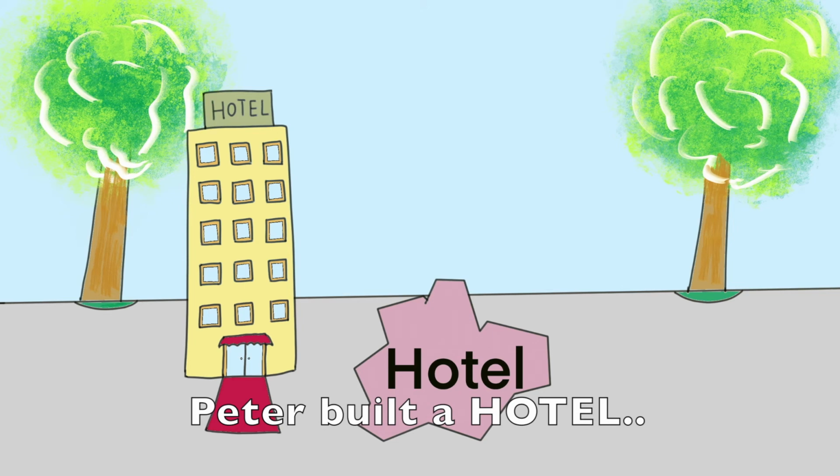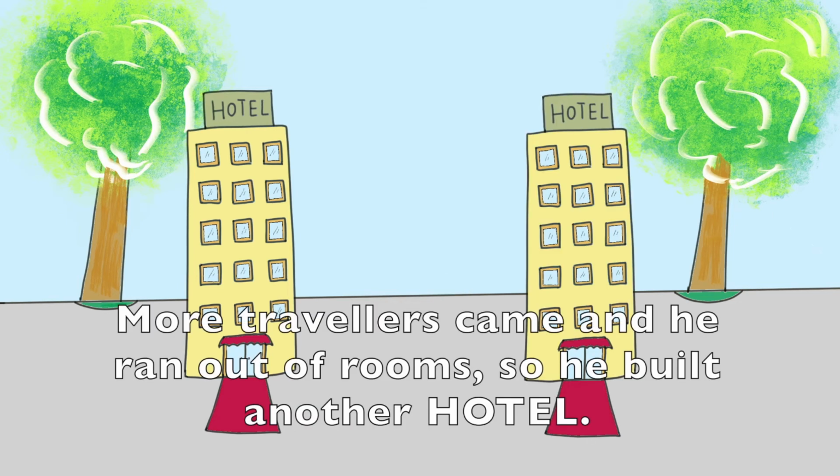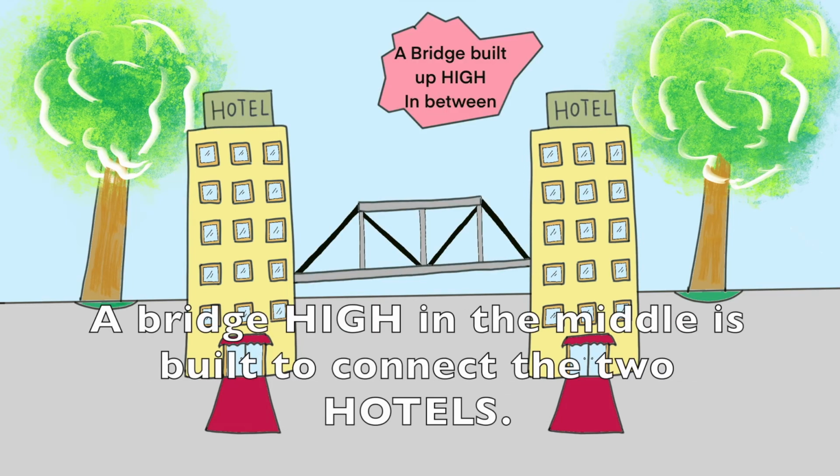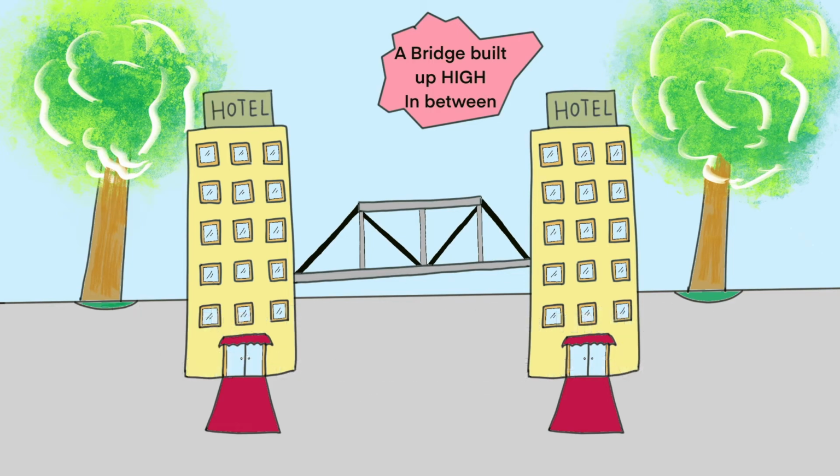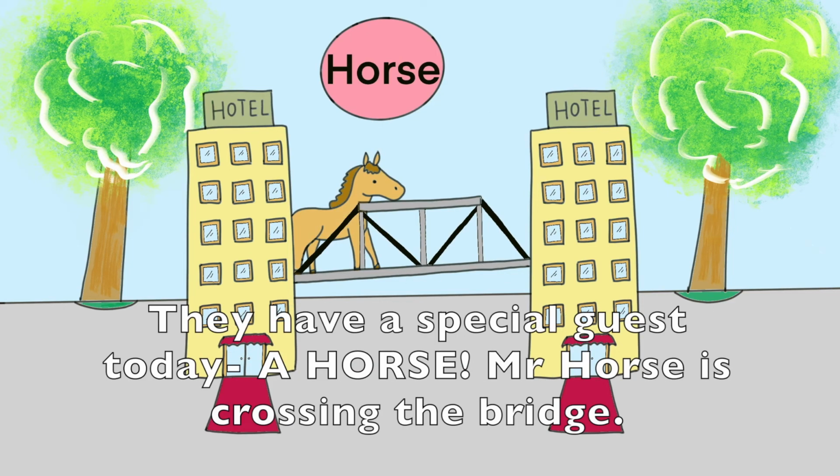Peter built a hotel. More travelers came, and he ran out of rooms. So he built another hotel. A bridge high in the middle is built to connect the two hotels. They have a special guest today, a horse. Mr. Horse is crossing the bridge. H.